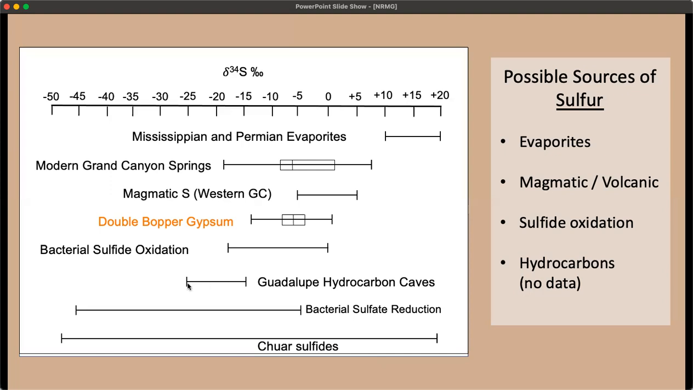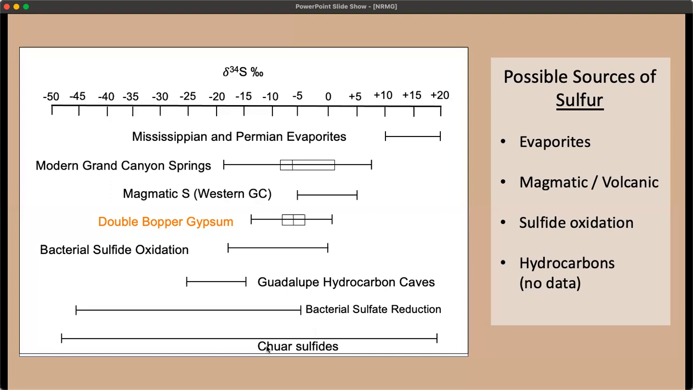These range more negative than the gypsum from my samples. And so I don't have any hydrocarbon data from the Grand Canyon, but the flow path from the hydrocarbons to the cave would be difficult. In addition to looking at the hydrocarbon data from New Mexico, it's likely not hydrocarbons that source the gypsum in Double Bopper. Now, lastly, we have Chuar sulfides.